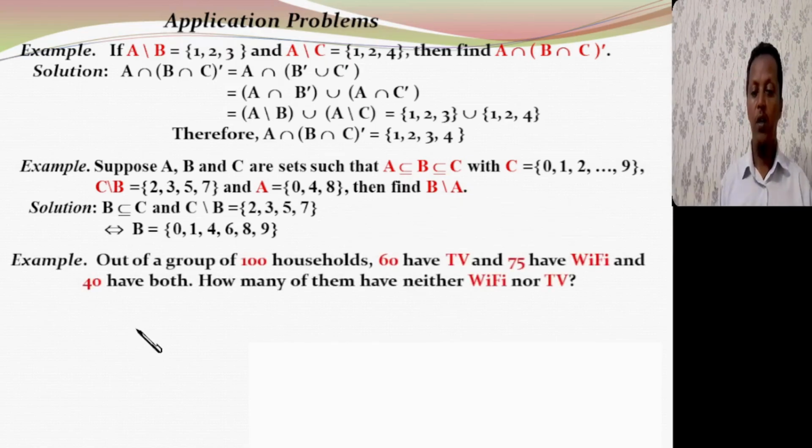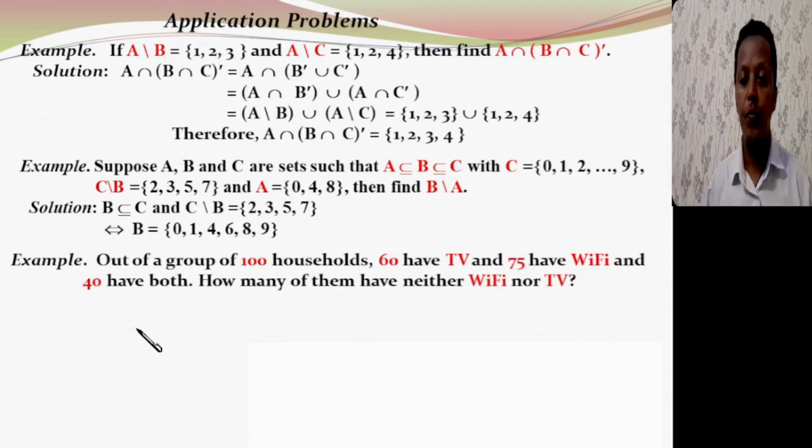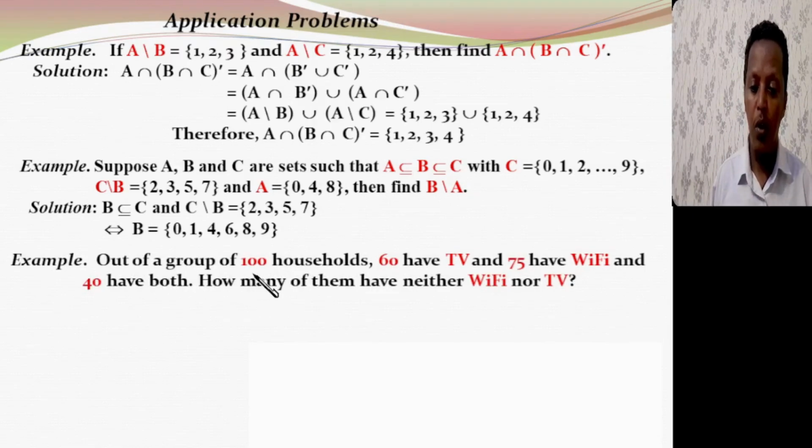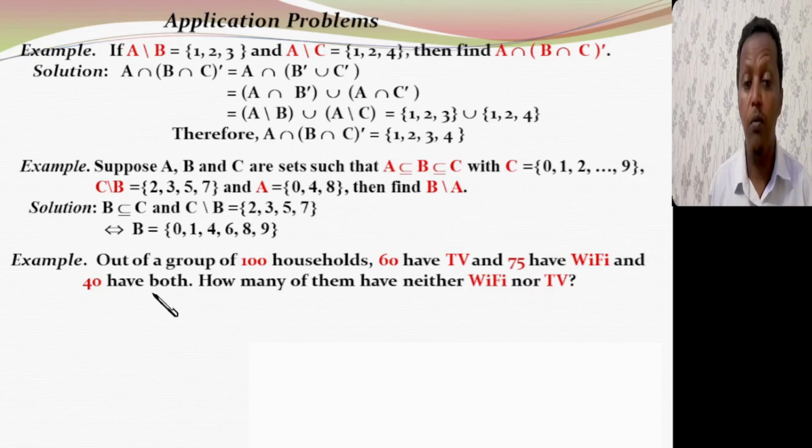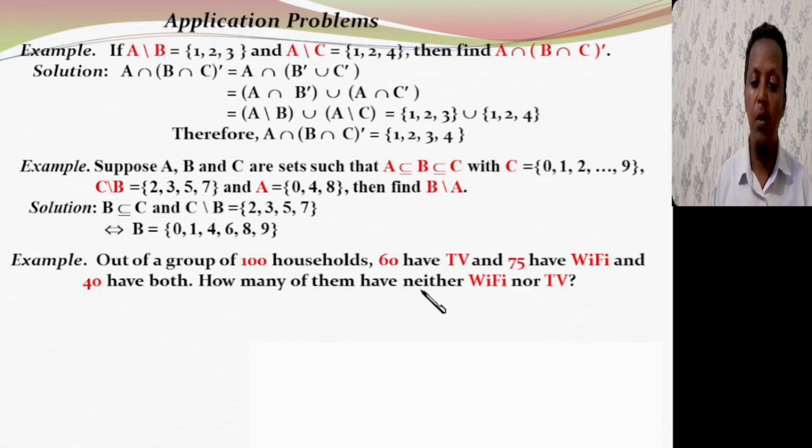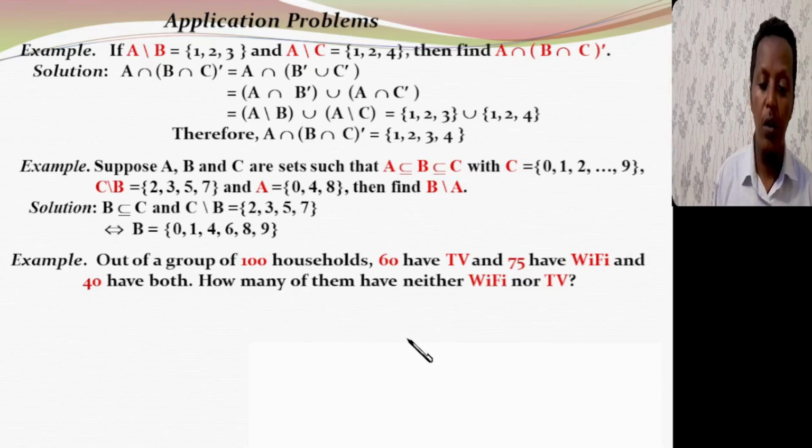Now the third, which is a word problem. Out of a group of 100 households, 60 of them have TV and 75 of them have Wi-Fi, and 40 have both Wi-Fi and TV. So the question is, how many of them have neither Wi-Fi nor TV?